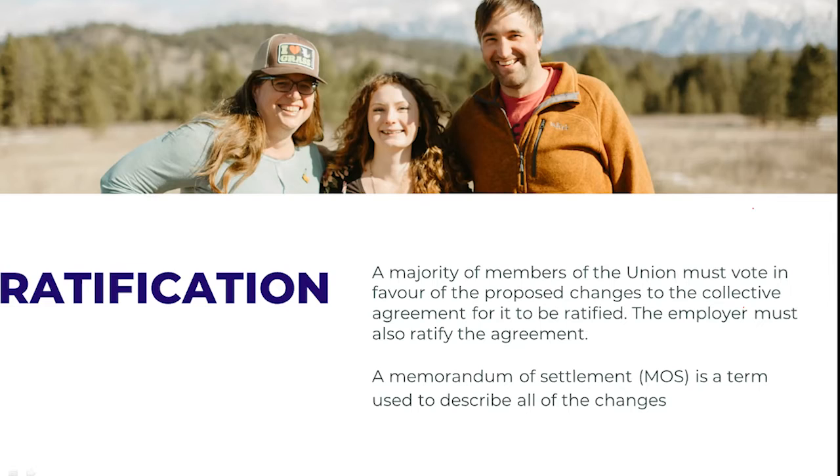And then in addition, you should be able to see the entire memorandum of settlement so that you can review it in detail to see, oh, okay, they changed this, or oh no, they tweaked that. And you as an individual then have to decide, are you in favor of the memorandum of settlement? Click yes or click no. In order for the collective agreement to be ratified, a majority, i.e. 50% plus one, of union members need to vote in favor of the proposed changes.